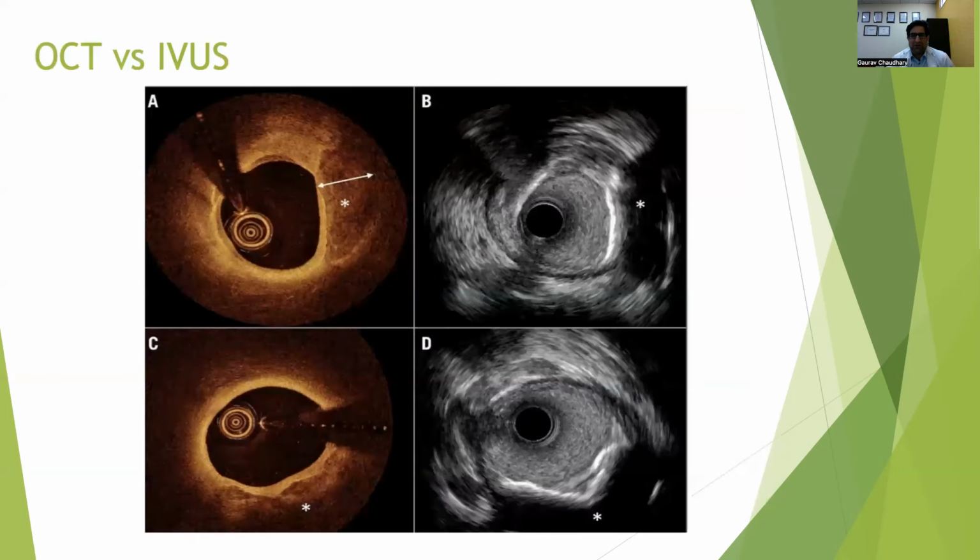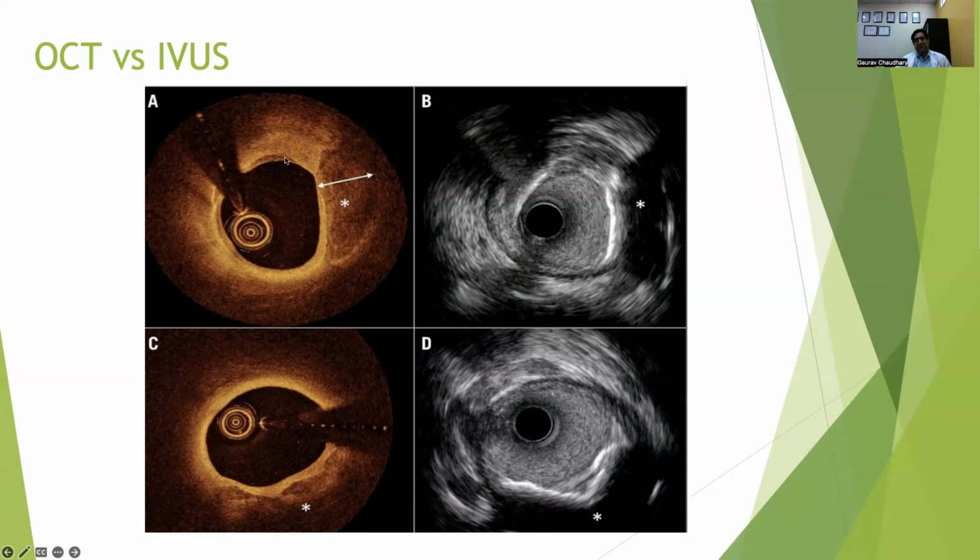But when we compare it with OCT, we can see that the same on figure B, you can see there is a white lucency which has a post-acoustic shadowing that is black. That means this is the thick calcium.